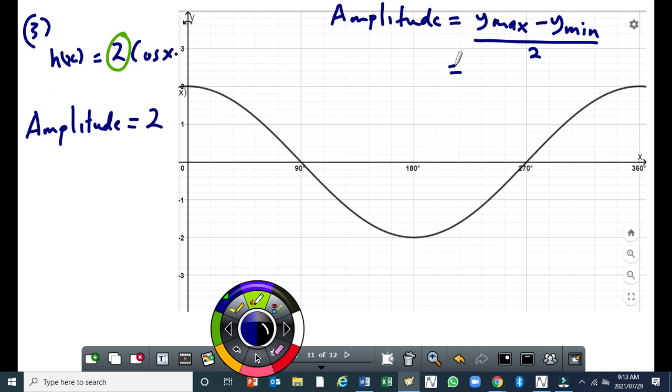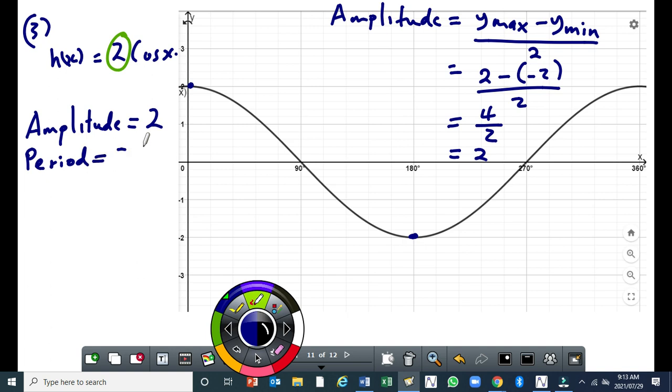Right? So our maximum value here is a 2, and our minimum is a -2, which is there. So that will be 2 minus -2 all over 2. You get 4 over 2, which is the 2. Right? Then the period is 360 degrees.